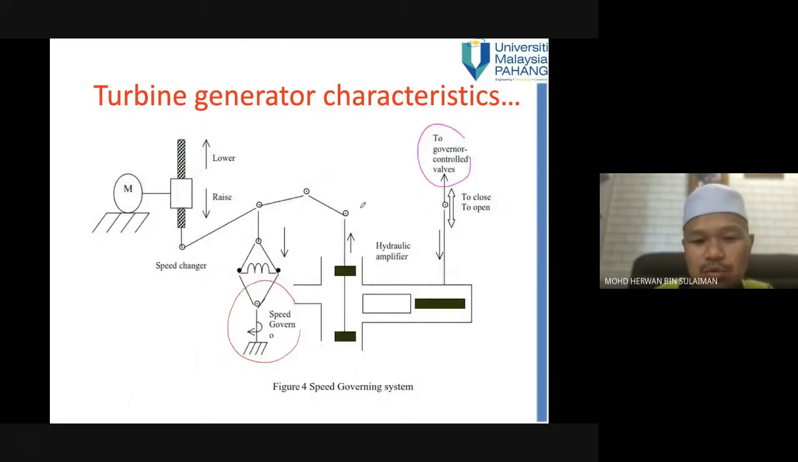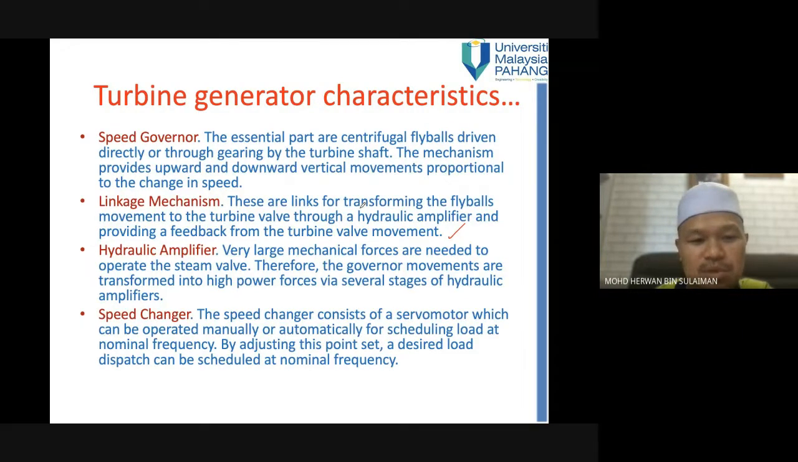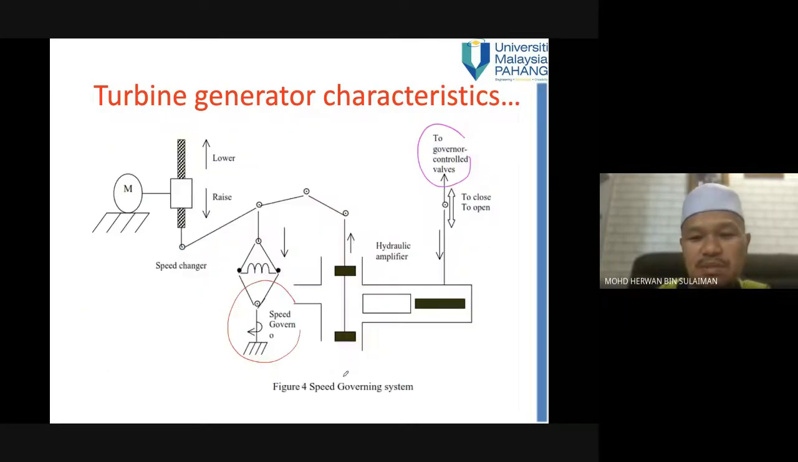Okay, to open or to close the system. And we have speed changer. Speed changer consists of the servo motor which can operate manually or automatically for scheduling load at nominal frequency. Normally kita kan nowadays everything is automatic, so you just set up je. And then by adjusting this point set, a desired load dispatch can be scheduled at nominal frequency. So this is speed changer. Okay, speed changer.